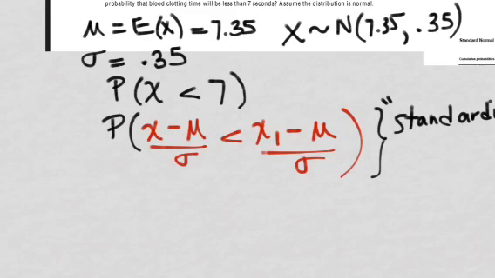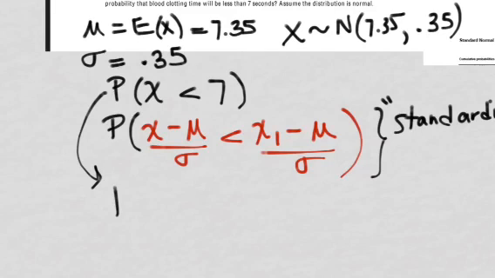That is the only table available to you. If you have a distribution whose expected value is not 0 and whose standard deviation is not 1, you cannot use the table. But the workaround for that is to do this standardizing procedure.